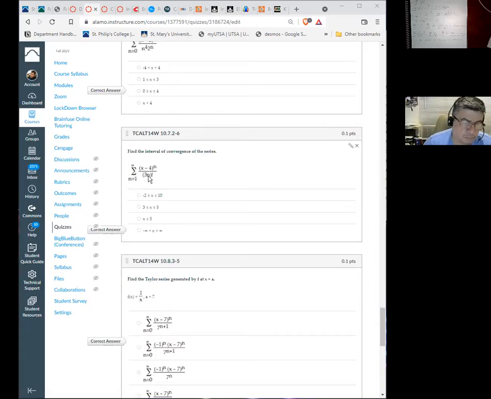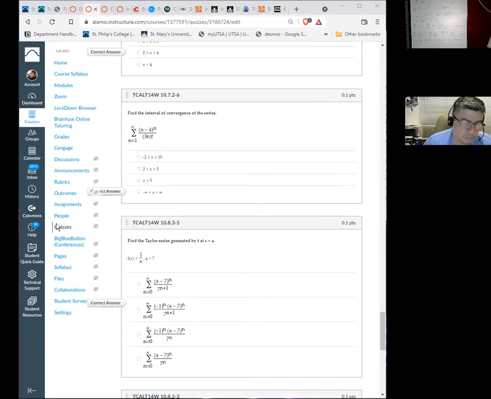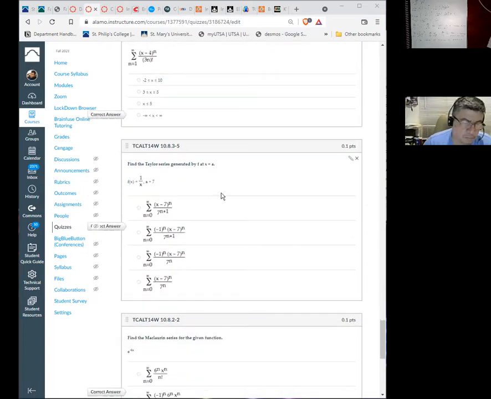That's gonna be the same deal: do the ratio test, find out where it converges and diverges, and check the interval. So let's move on to Taylor. These are a little longer. The last 3 are Taylor and Maclaurin types.